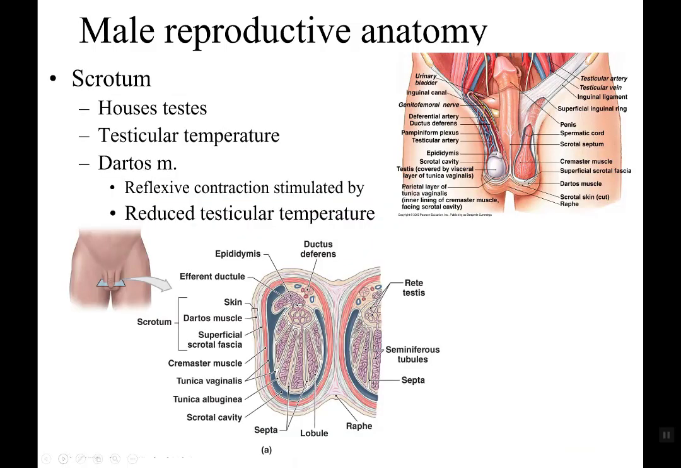So the primary function of the scrotum is to house the testes and regulate testicular temperature. The other muscle I mentioned is the Dartos muscle, and this is right under the scrotal skin. This one also contracts, and really it changes the surface area of the testes. If it contracts, it causes the scrotum to appear sort of shriveled and wrinkly, and if it's relaxed, the scrotal skin is more unfurled. So this is going to work with the cremaster muscle to make sure that the testes are maintained at a temperature that's appropriate for spermatogenesis.